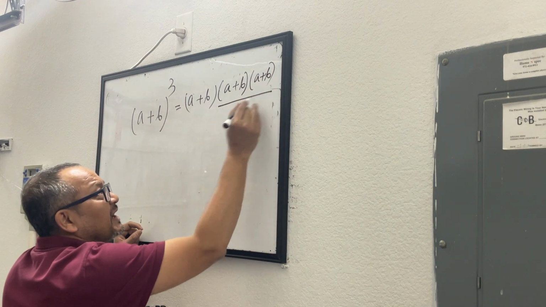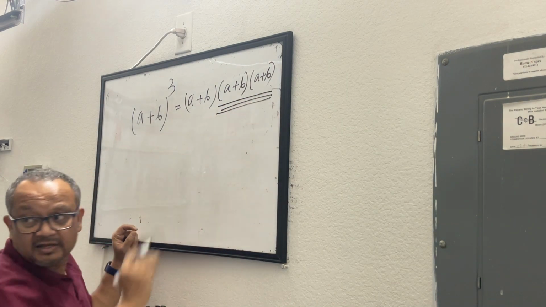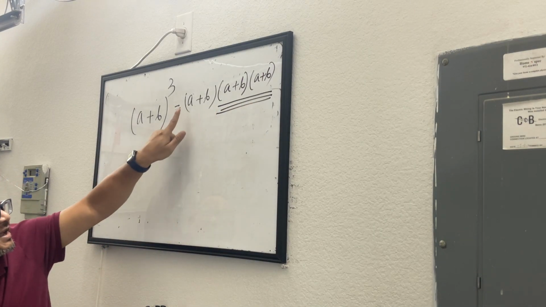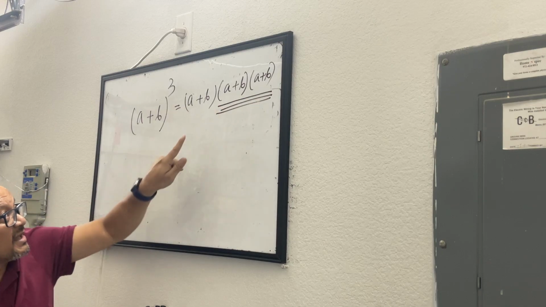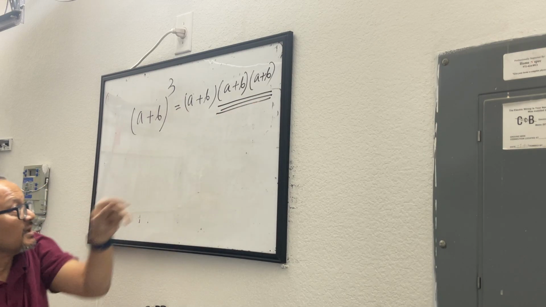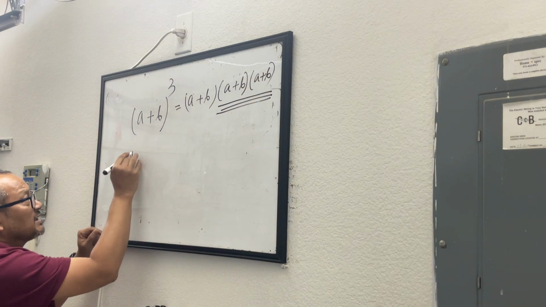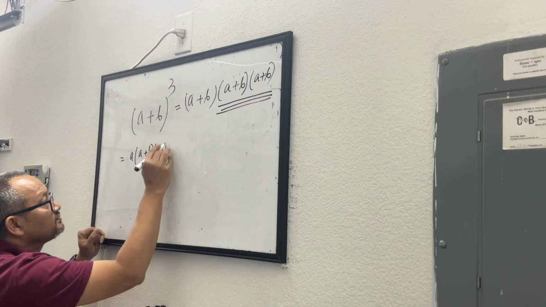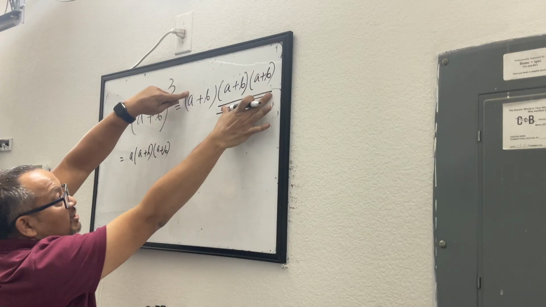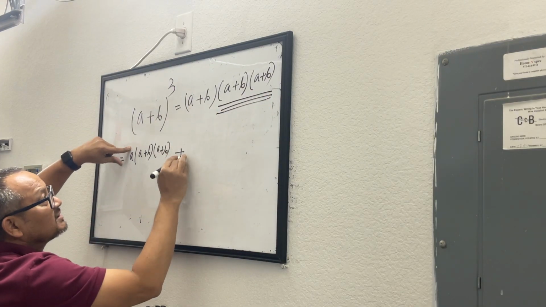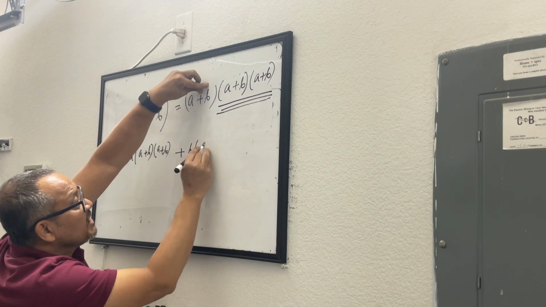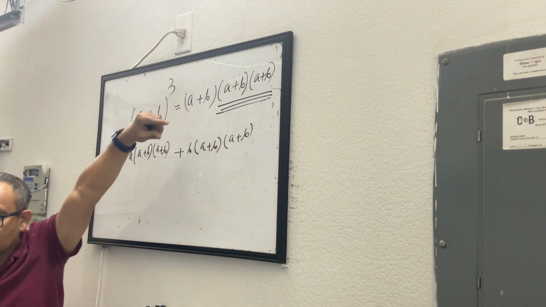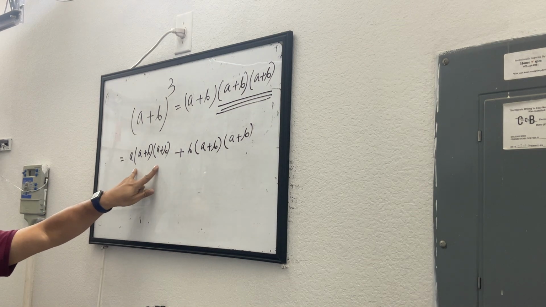Let's fix this whole thing as one thing. Then this gets multiplied with this whole thing, and then this gets multiplied with the whole thing. So that would mean a times a plus b times a plus b, a times this whole thing, plus b times this whole thing, which is a plus b times a plus b. That will be solved.